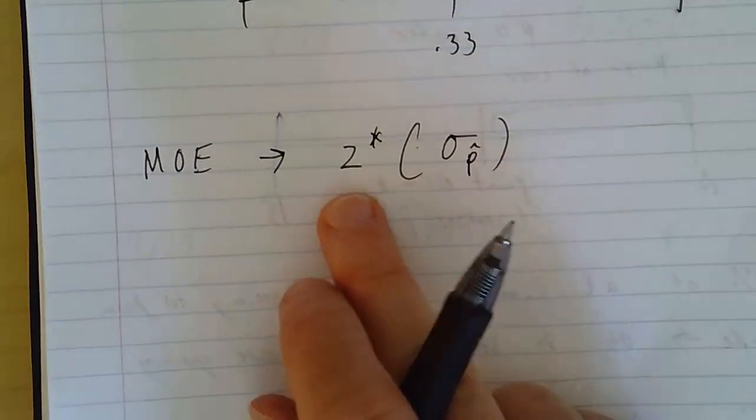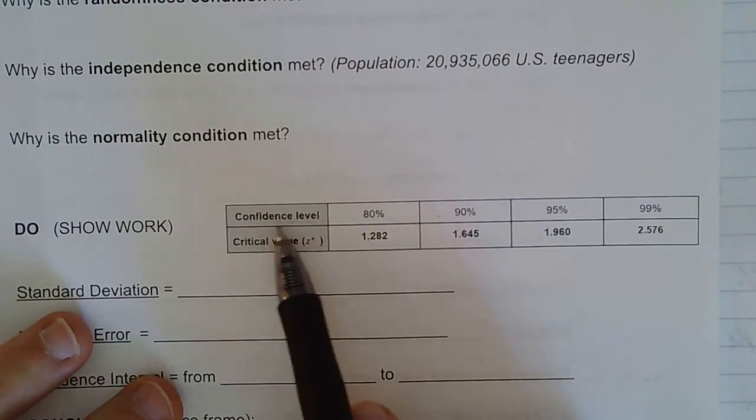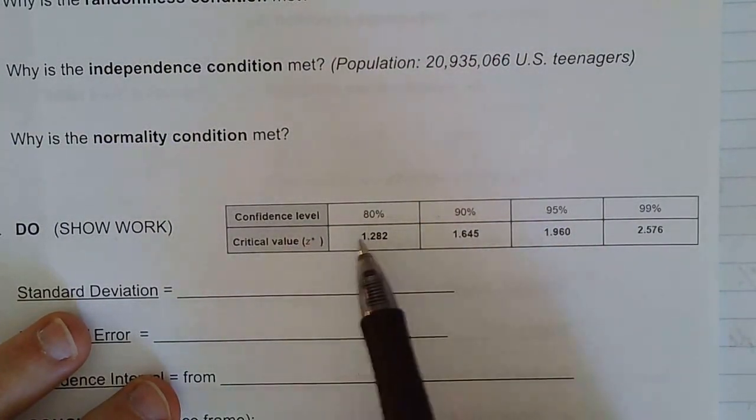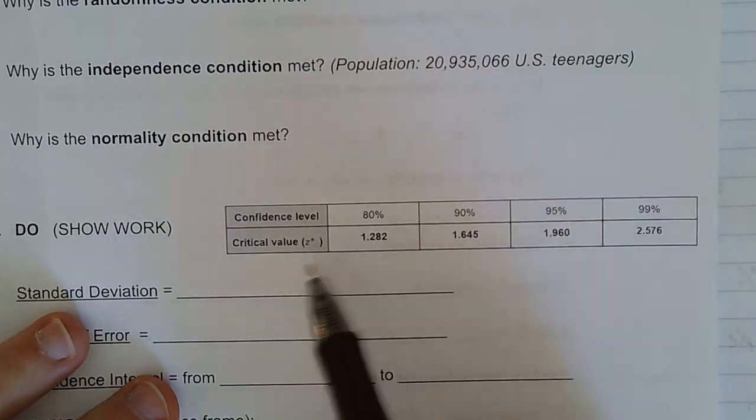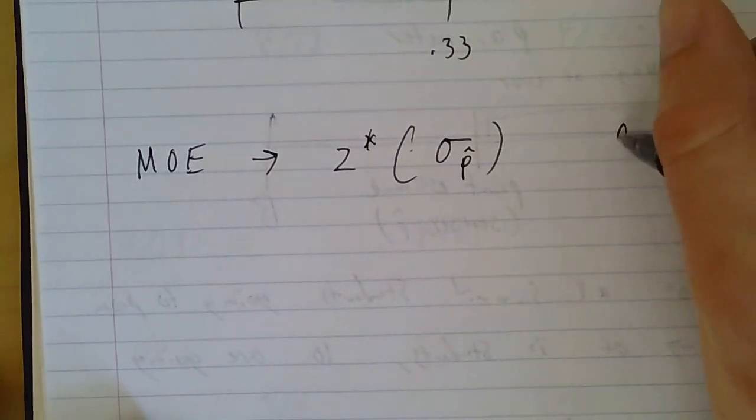So let's start with the z-score. Where do you get that from? Well, it depends on my confidence level. So this is from the practice test. These are different confidence levels I can have. The more confident I am, the bigger the number. So let's just say for this example, we're going to do a 90% confidence interval.